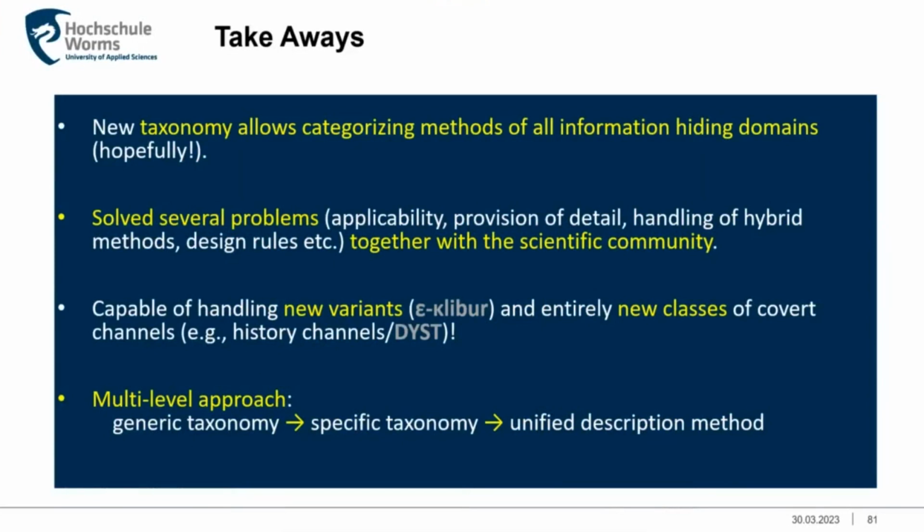We have several problems solved, like applicability, provision of detail, hybrid methods, design rules are there. We are capable of handling new variants. So for instance, this Epsilon Caliber can be categorized. And also DIST, which is the history channel. DIT is just, did you see that? That's the title of that paper. And it's a multi-level approach. So we have the generic taxonomy, a specific taxonomy, and then the unified description method.